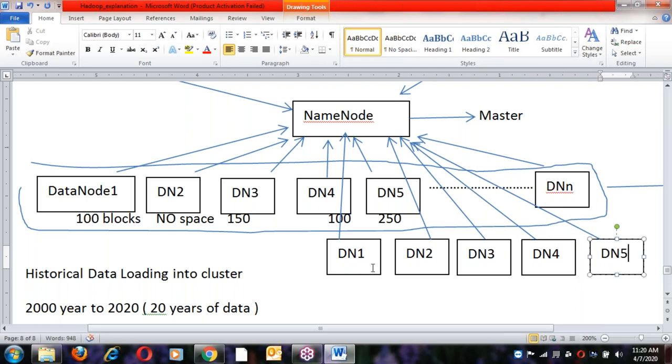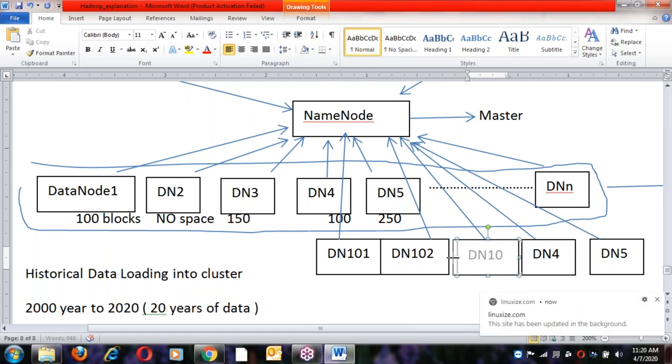Suppose the existing cluster is 100 nodes, so this is node number 101. Next 102, next 103, and like this you can add nodes one by one. Next 104, next 105. Maybe 5 nodes or 6 nodes, depending on the data. Suppose up to 105, the new nodes are added, right?